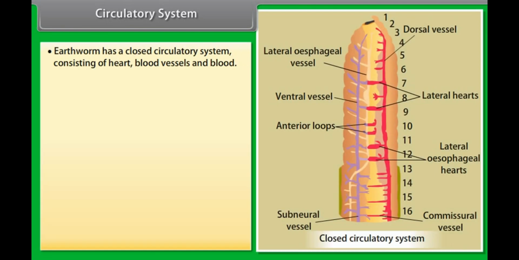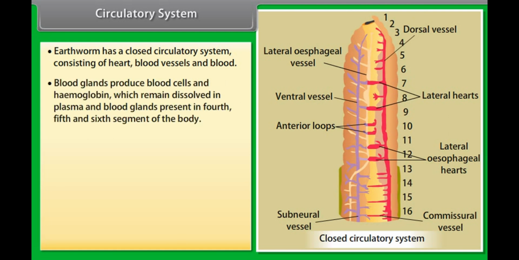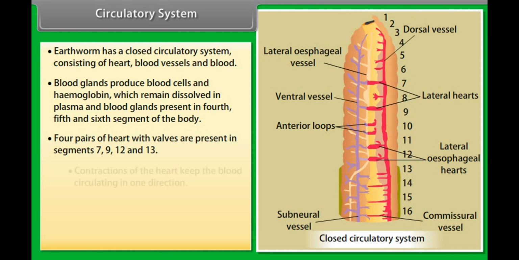Circulatory system. Earthworm has a closed circulatory system consisting of heart, blood vessels and blood. Blood glands produce blood cells and hemoglobin, which remain dissolved in plasma. Blood glands are present in 4th, 5th and 6th segments of the body. 4 pairs of hearts with valves are present in segments 7, 9, 12 and 13.